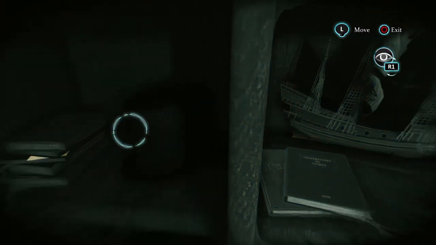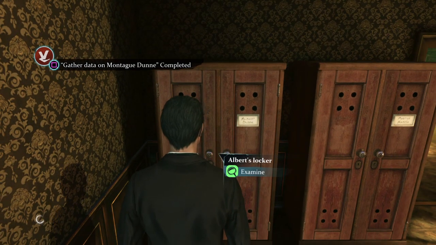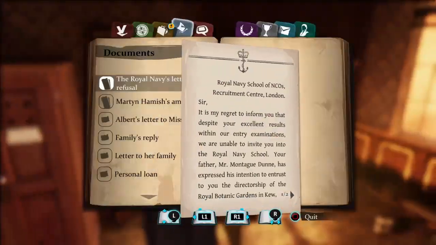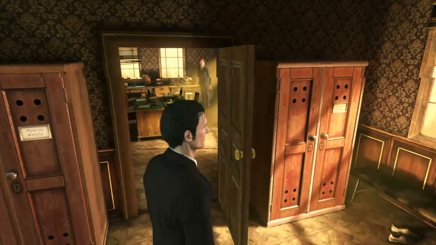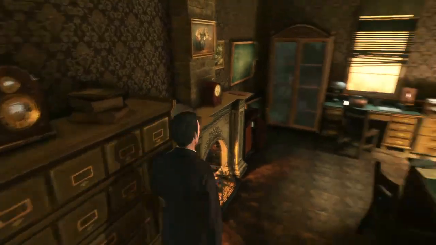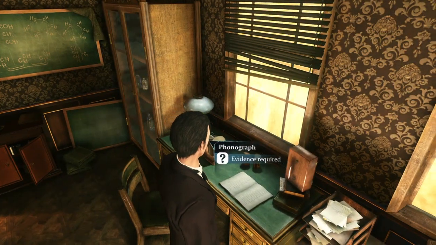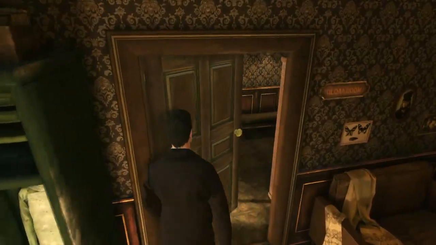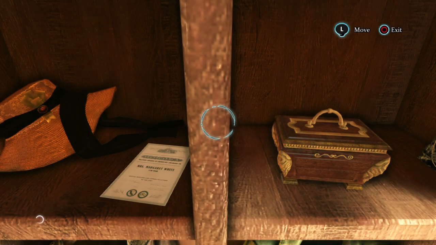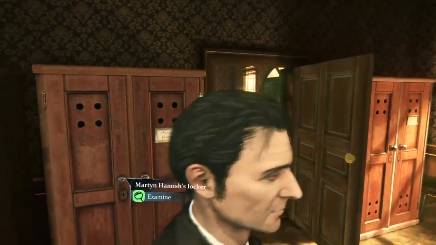A photograph. A picture of Miss White and Albert in front of the University of London. And they seem to get along. That's that. Let's take a look here. What do we have here? Albert's hopes. Let's walk around here. Take more looks. University book. Alright, so there's evidence required for this one. So there's still something missing. Wait a second. Miss White. No, there's no evidence on this one. Something here to do? No. So let's go on.